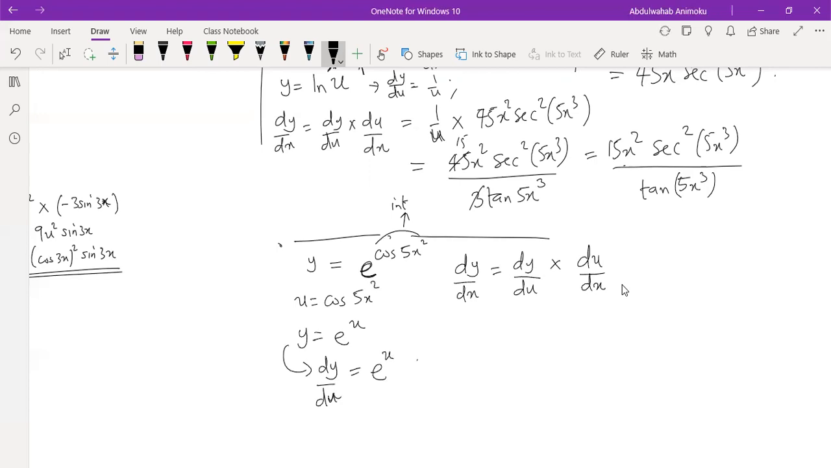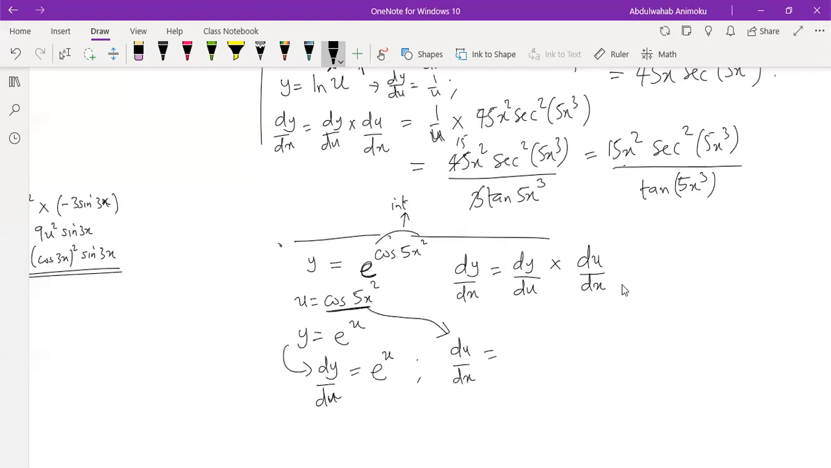Now, what is hard is the derivative of u with respect to x. How do we do that? This is the derivative of this function, so we're going to do it in one stroke again. This is a composition of two functions, rather nested. These functions are nested together, which is cosine and 5x squared. It's just one function, but nested together as one.